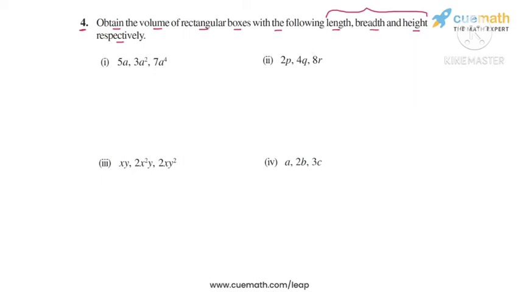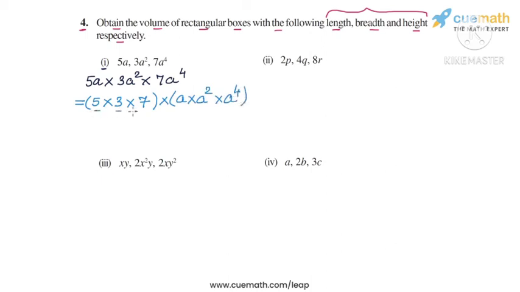So let's do this. Let's start with part 1. In part 1 we have the length, breadth and height as 5a, 3a square and 7a to the power 4. So we have to multiply these 3 monomials. Okay, so we can multiply the coefficients separately. So the coefficients are 5, 3 and 7, and we can multiply the algebraic factors separately. So the algebraic factors are a, a square and a to the power 4.